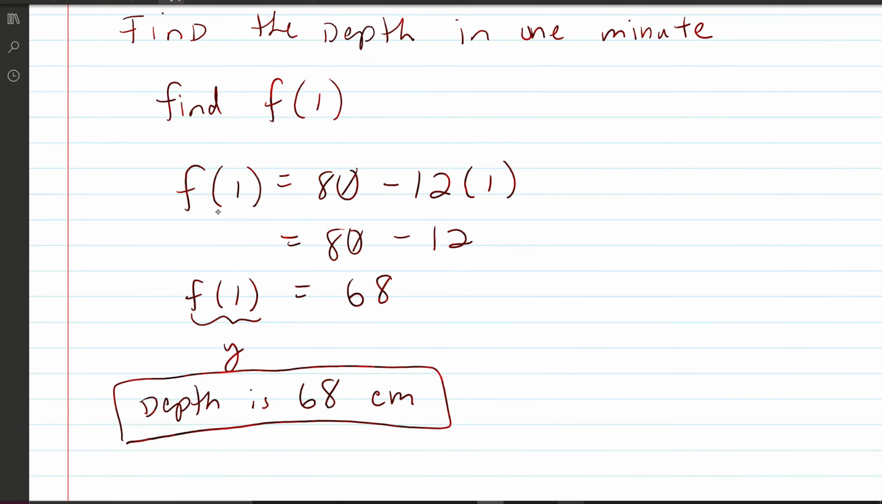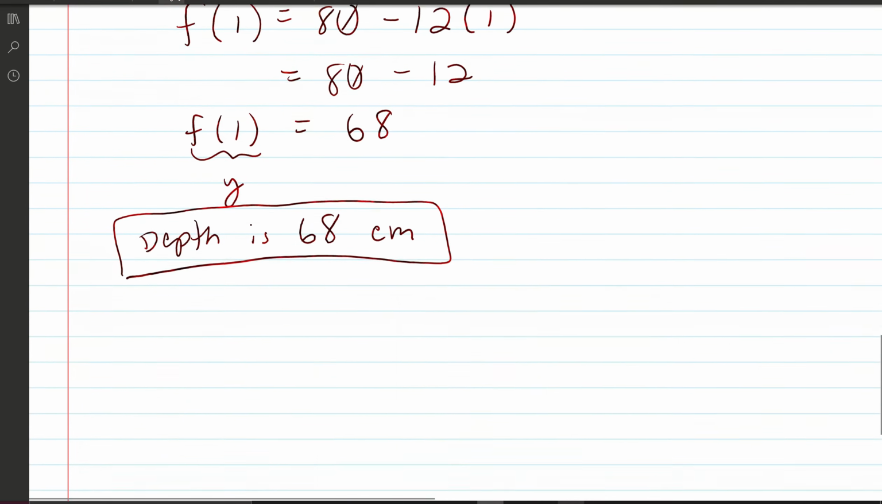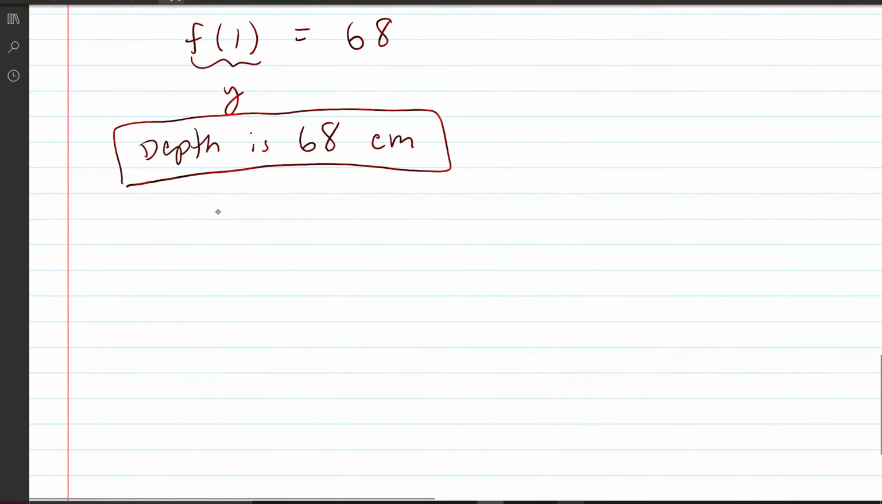And we could do this for different x inputs, right? We could do it for 3 minutes and see how much water we have left. We could do it for 10 minutes and see how much water we have left. In fact, let's go ahead and do it. Let's find f of 3.